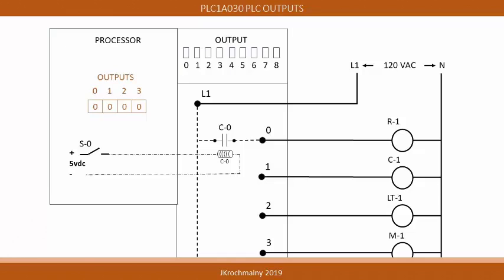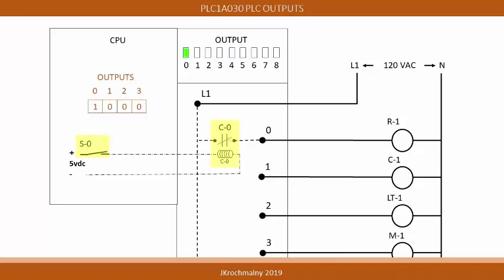Similar to input modules reporting to the PLC processor, the processor communicates with the output module using a register. In this example, switch S-0 in the processor is open and therefore de-energizing the solenoid associated with the screw terminal marked 0. For this condition, a 0 is placed in the appropriate output data box.